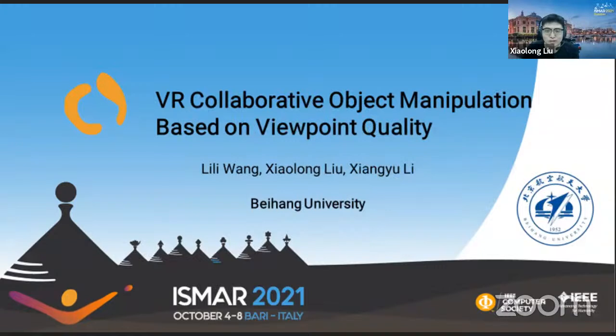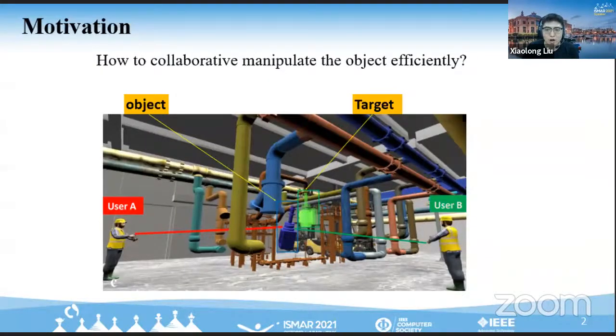Hello, everyone. I'm Xiaolong Liu from Beihang University, Beijing, China. Our paper is VR collaborative object manipulation based on viewport quality. This work is together with Lili Wang and Xiangyu Li from Beihang University. Object manipulation is one of the most basic operations in VR applications. In complex tasks, collaborative manipulation by multiple users is superior to single user manipulation in terms of efficiency and accuracy.